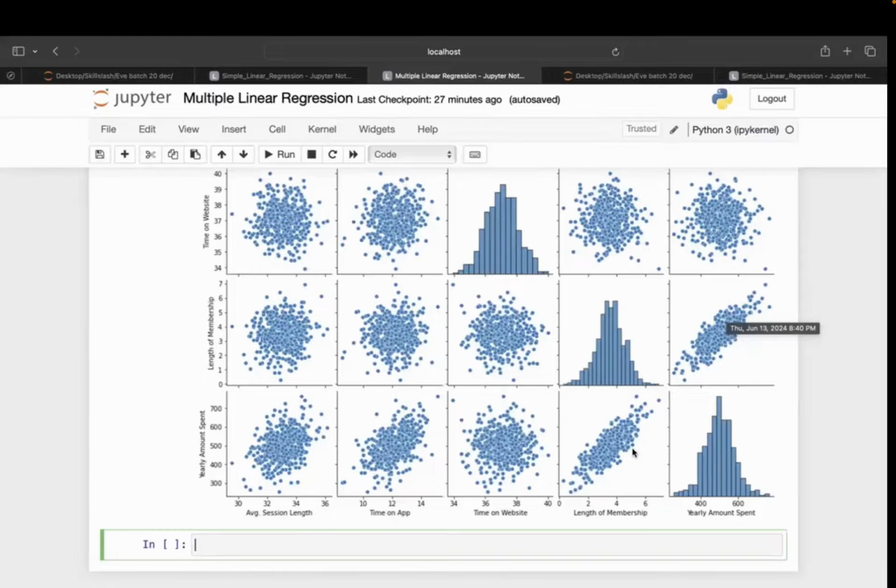As I told you, any one of the input features should create a linear relationship. Then only we can apply the linear regression model. Here I can see it is following a linear relationship with the length of membership, and yearly amount spent is nothing but my target feature. We are having a linear relationship, so we can move forward with the linear regression. Simple.